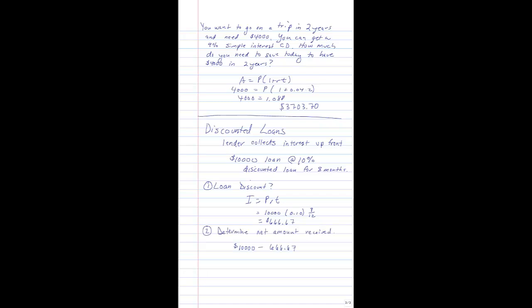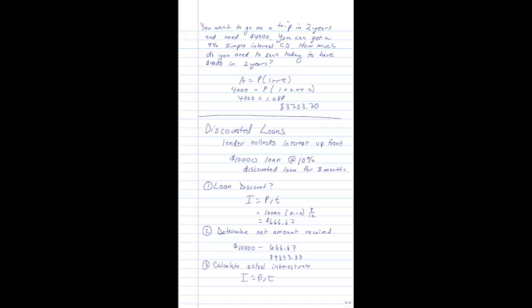So the next thing I do is determine the net amount I will receive. That is, that original $10,000 that I needed right off the bat, the bank is going to take $666.67. That means the amount of money I'm actually going to get is only $9,333.33.